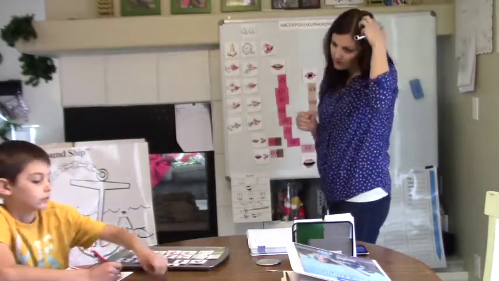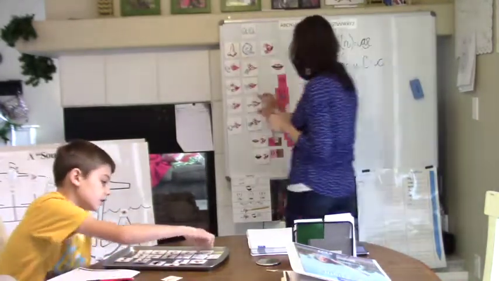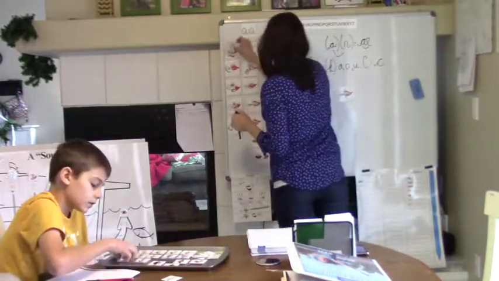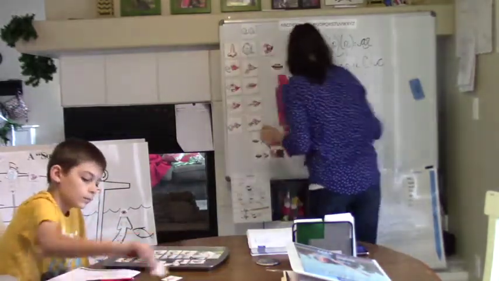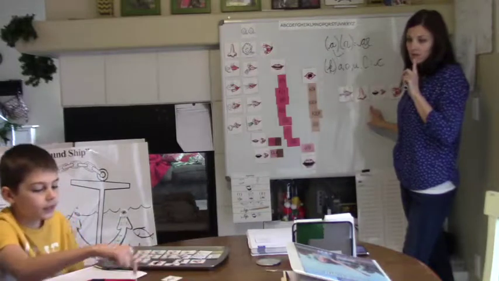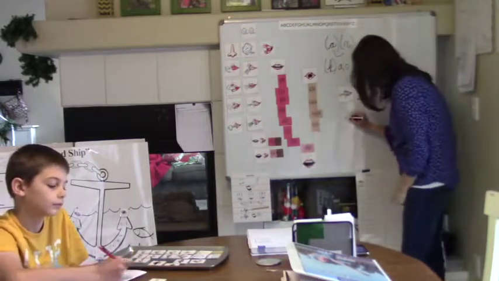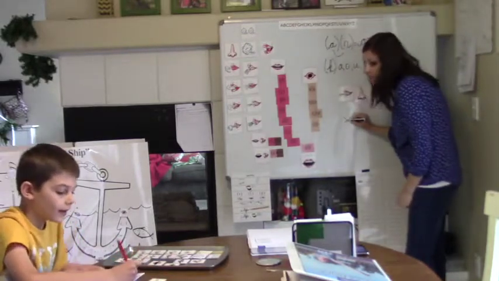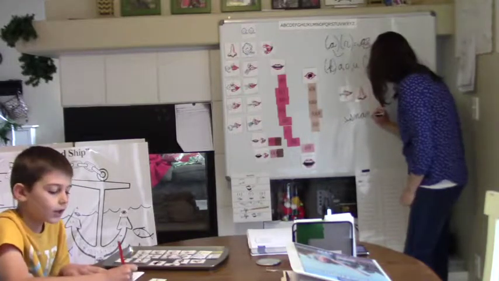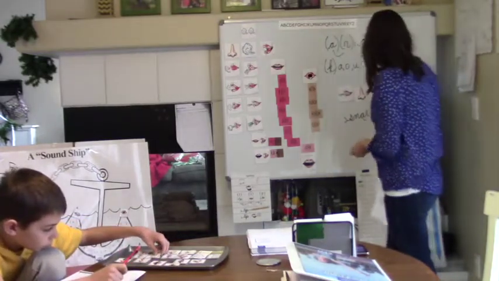Snarl. Snarl. Oh, yeah, you need to replace those pictures. Snarl. S-N-A-R-L. S-N-A-R-L. Good. Let's write it. Snarl. S-N-A-R-L. Arc combination AR. We read snarl. Replace your pictures.